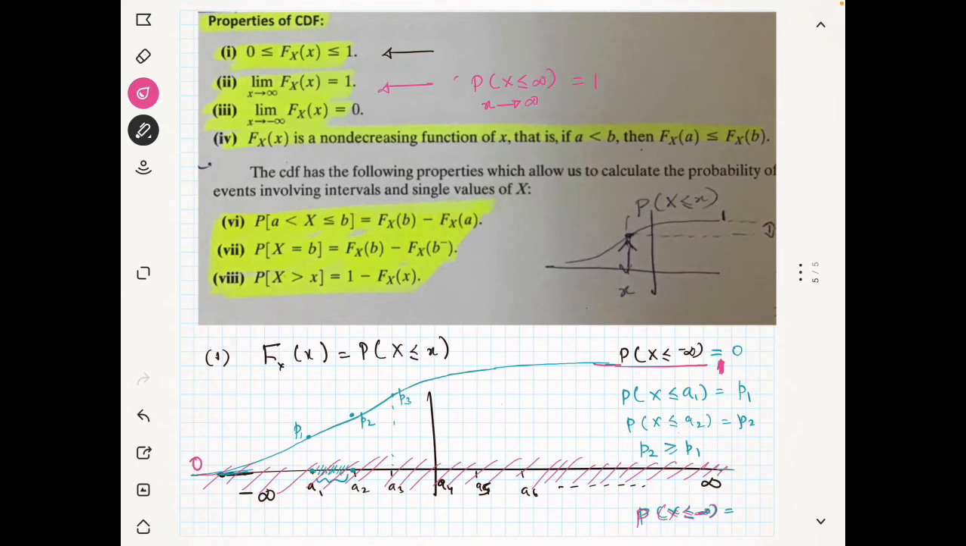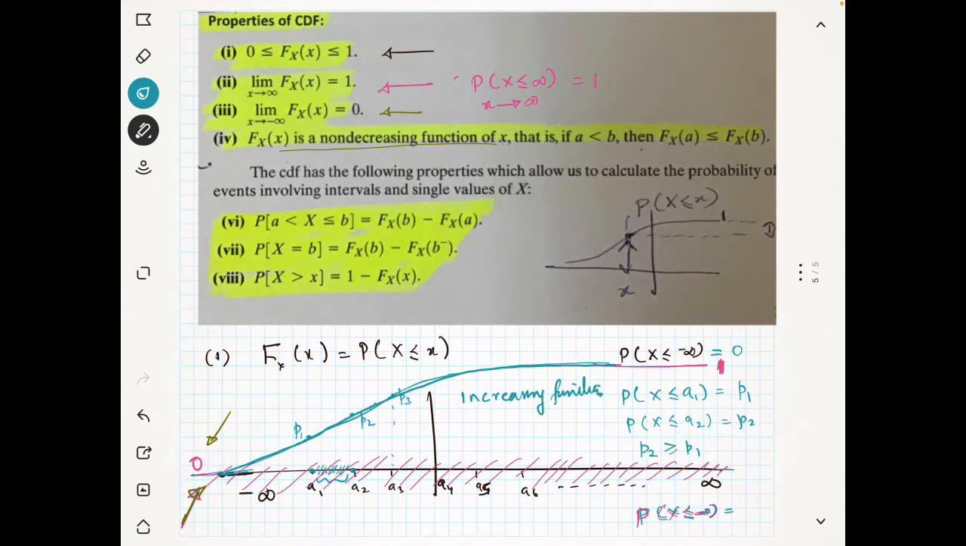Now as x tends to minus infinity, there is nothing before minus infinity, so this value is going to 0. And I told you F_X is a non-decreasing function of x. That means always it is increasing. It may be constant sometimes, but it may be constant or it may be increasing. It will never decrease. It is always an increasing function. So that is the fourth property.